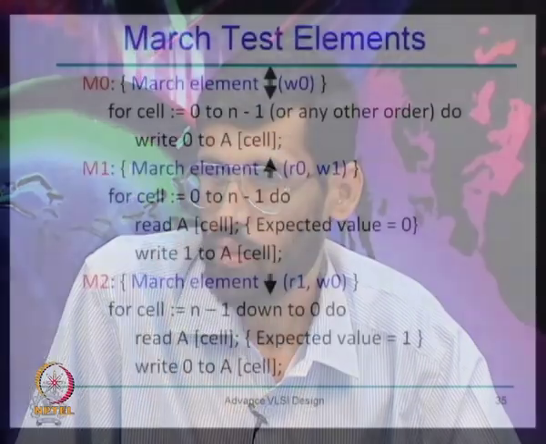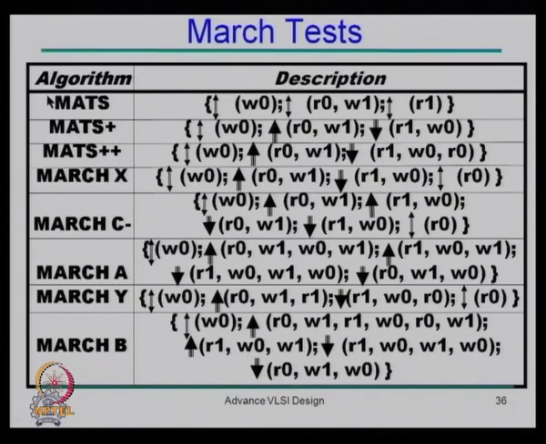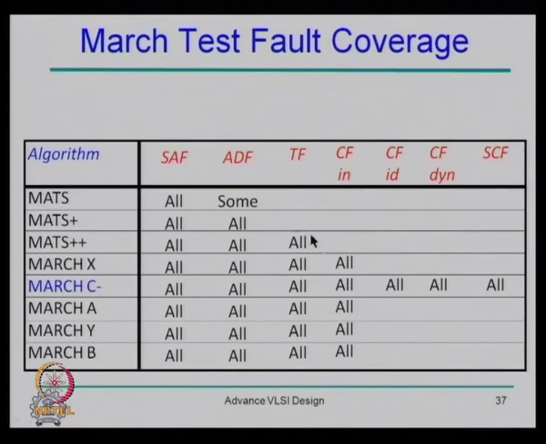In this notation, we say this is March 0, March 1 and March 2. So, there are various March tests that were proposed. You can go through the various March tests and look at what they detect. The very basic test is known as MATS, that I discussed. It has complexity 4n and it can detect all stuck-at faults.